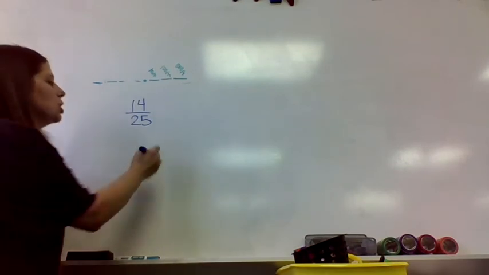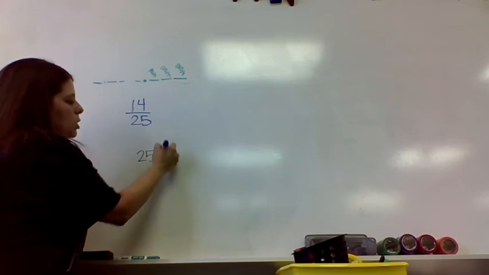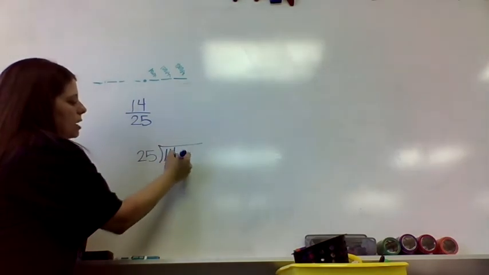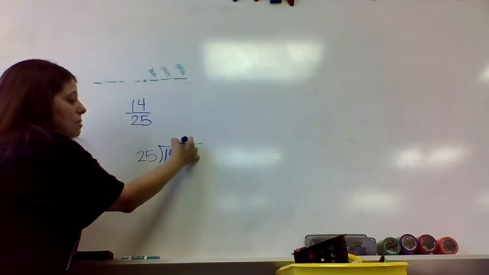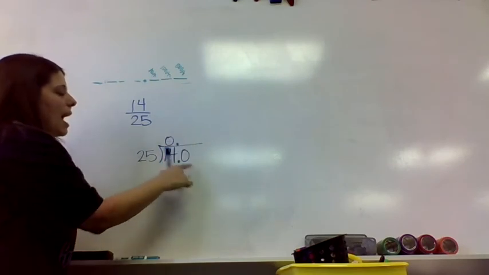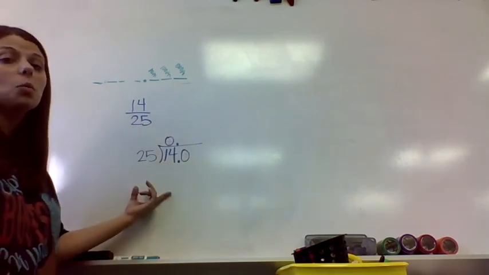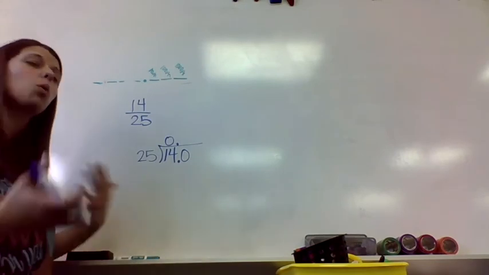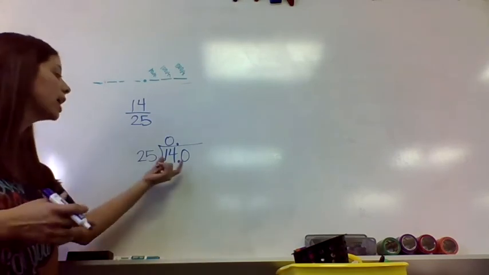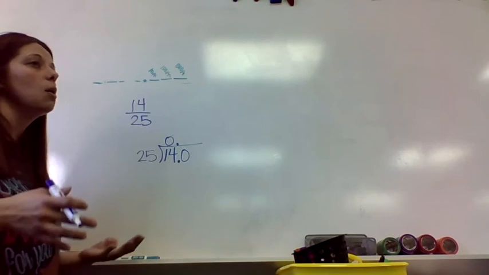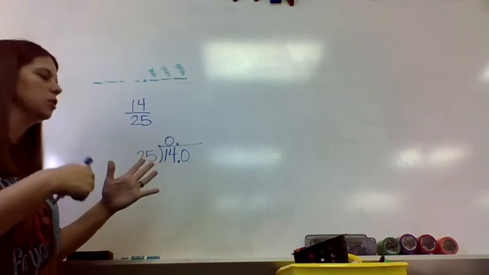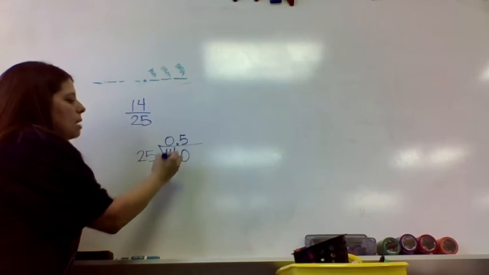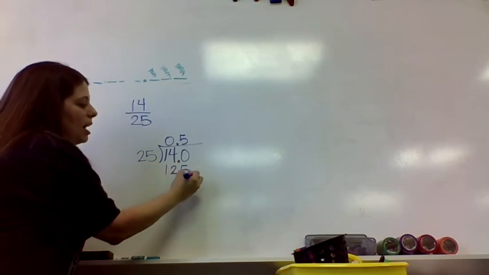Okay, so you should have put 25 at the door and 14 in the house. And I know that 25 cannot divide into 14, so I need to add my decimal and my 0. And now I know that 25 can go into 140. I'm thinking in terms of quarters here. It can go into 100 4 times. It can go into 125 5 times, but I can't add one more because I would be at 150. So 5 times would give me 125.